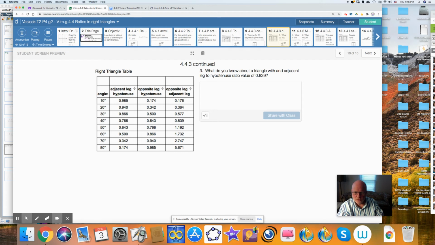So here we have 0.389. 0.389 is the adjacent to the hypotenuse. Oh, it's not on the table. What does this tell us about this number? 0.839. It's going to be between 30 and 40 degrees. I don't know how much, but we can say it's going to be between. That's about the only thing I can say with this table.